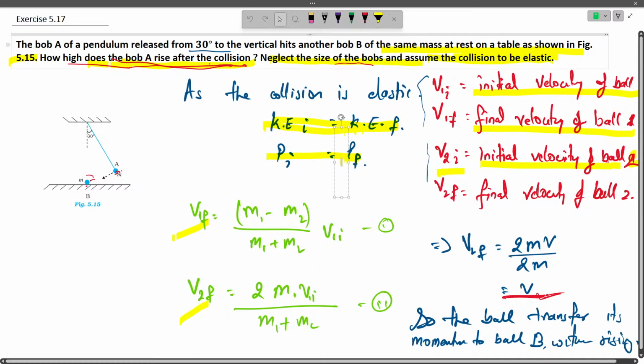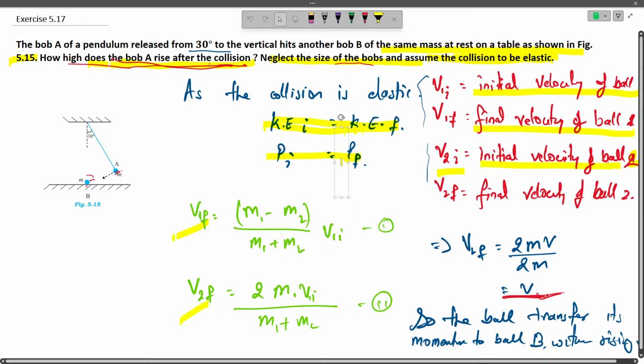A bob of pendulum A is released from 30 degrees from the vertical. The ball hits another bob B of the same mass resting on the table, as shown in figure 5.5. How high does ball A rise after the collision? Neglect the size of the balls and assume the collision to be elastic.